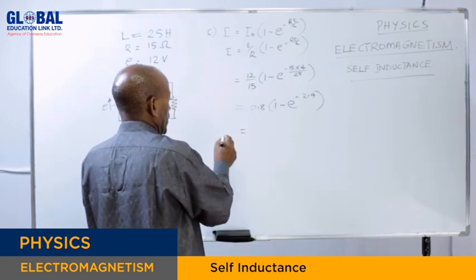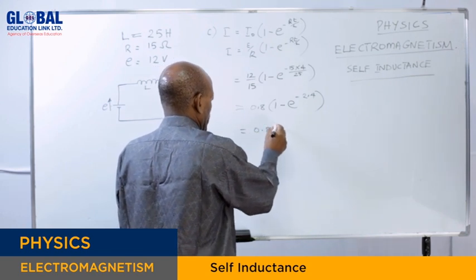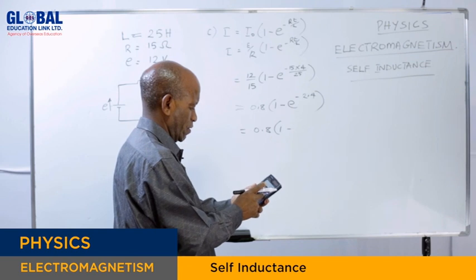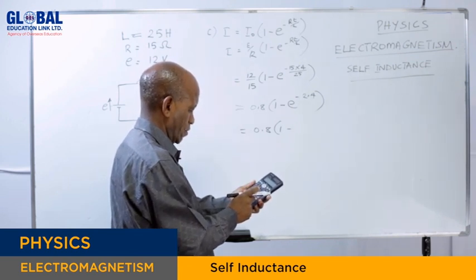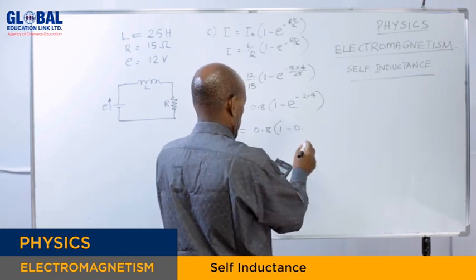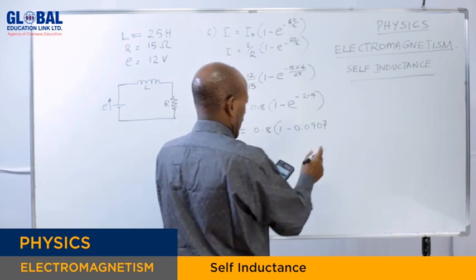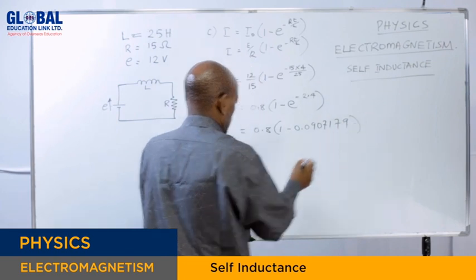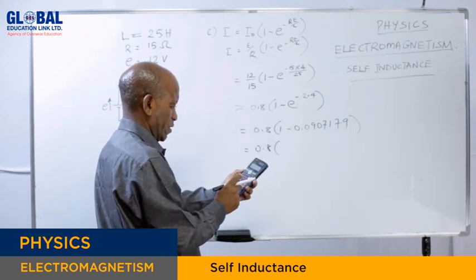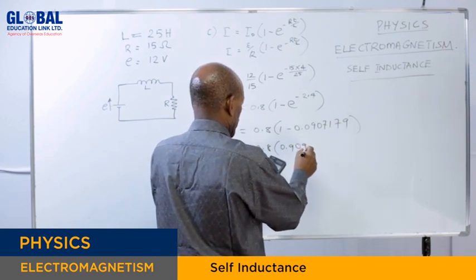Then we can compute to find the current after 4 seconds. So this will be 0.8 into 1 minus e to the power minus 2.4. This is 0.0907179. Proceeding from there, we get 0.8 times 1 minus that, and we'll be getting 0.909928.